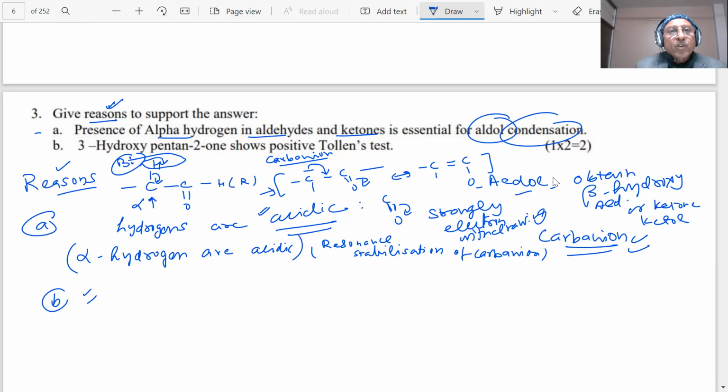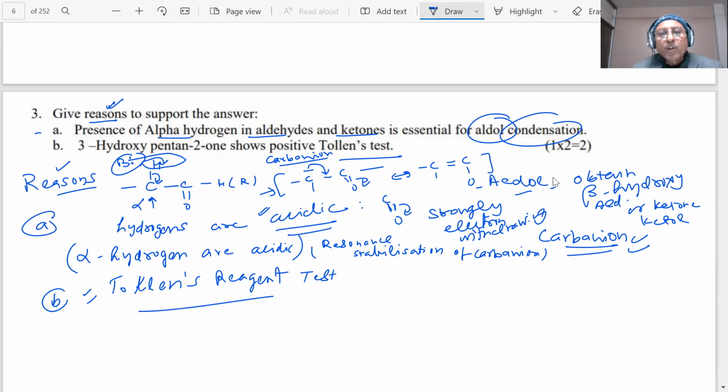He's saying 3-hydroxypentan-2-one shows a positive Tollens test, student. The Tollens test is very important and repeatedly asked in the exam. You have seen the silver mirror in the chemistry lab. What happens when an ammoniacal solution of silver nitrate is used? I have already uploaded a video on this Tollens reagent test and the reagent involved.